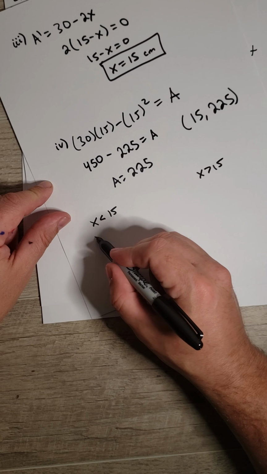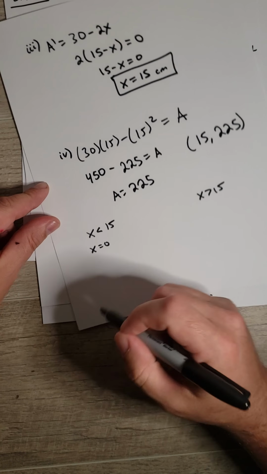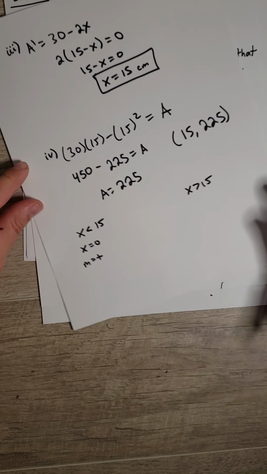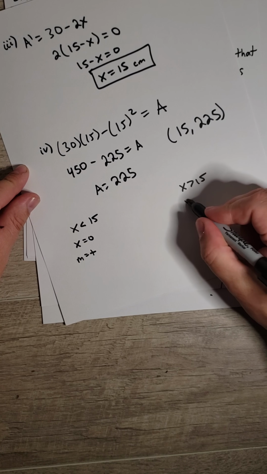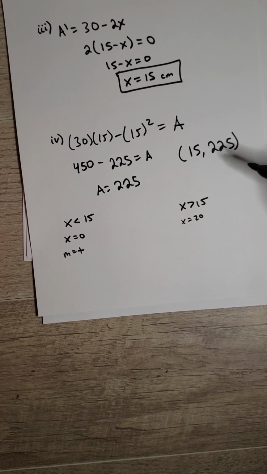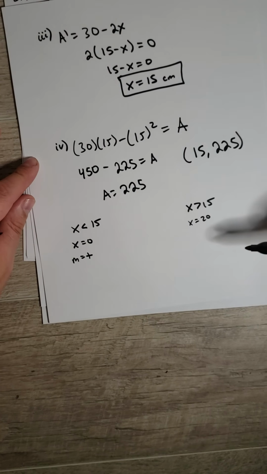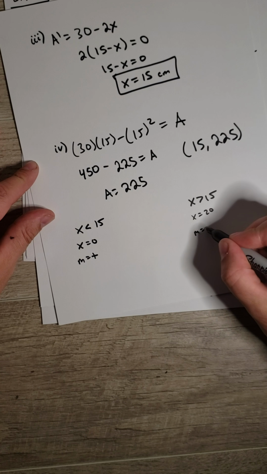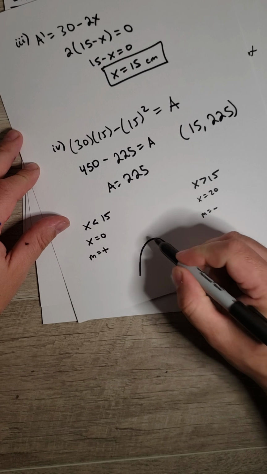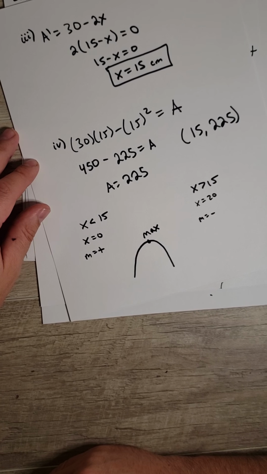Okay, so let's use something less than 15. Keep it easy. Use 0. 30 minus 0, well, that gives me a positive slope. All right, what about greater than 15? So use something that's got a 0 at the end, easy to calculate. So 20. 30 minus 40, that's a negative. So we have a positive slope and then a negative slope. So we have a maximum in this case.